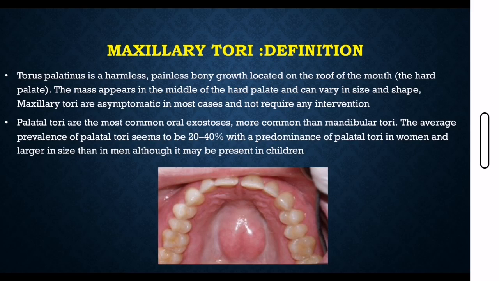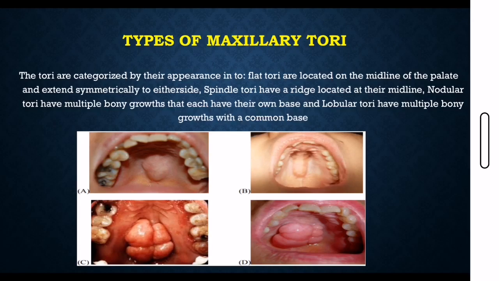Palatal tori are the most common oral exostoses, more common than mandibular tori. The average prevalence of palatal tori seems to be 20 to 40%, with a predominance in women, and they are larger in size than in men, although they may be present in children. Here we have a picture of a palatal torus.